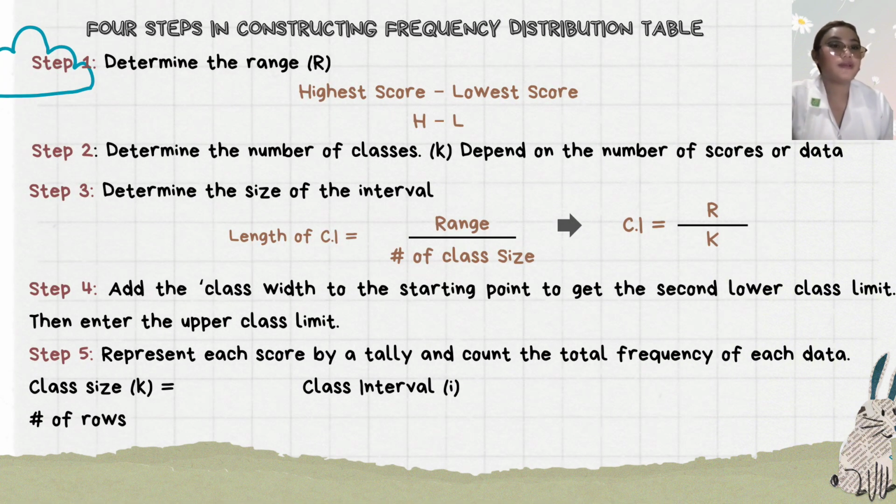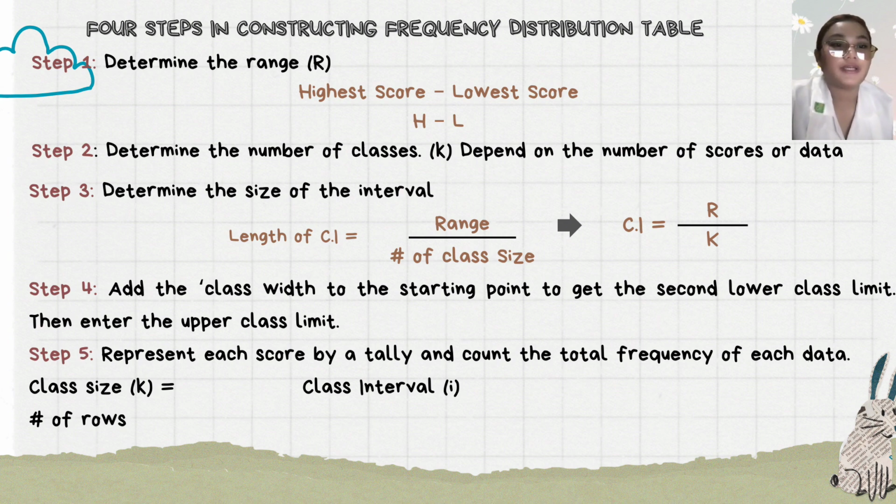So we have a fifth step in constructing frequency distribution table. First is determine the range. So, paano ba naikuha ang range? Highest score minus lowest score, or H minus L is equal to range, right? Okay. Step 2. Determine the number of classes. Okay, depend on the number of scores of data. So, minsan kasi given na ang step 2, yung number of classes.